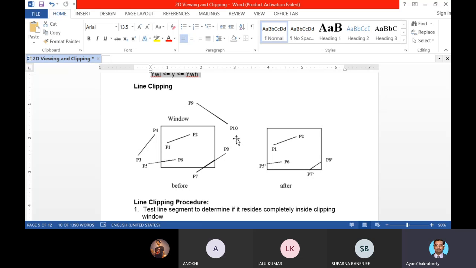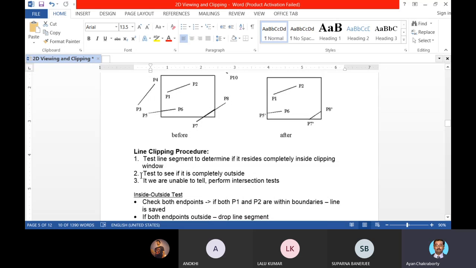We have to check that maybe the endpoint of the line is outside the window, but some portion of the line can pass through the window frame, so that a little portion of that straight line will be visible within the window frame to the viewer. So we have to check that. So how can we check this? Come to the second point: test to see if it is completely outside.